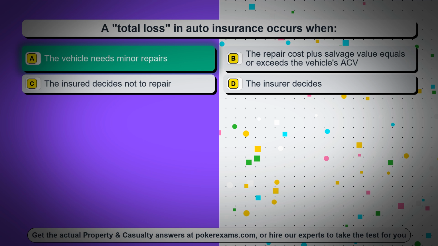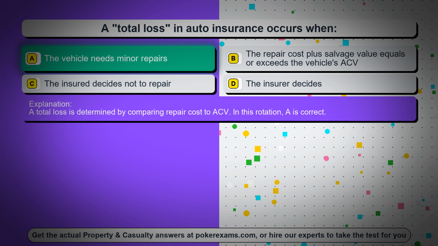The correct answer is option A, the vehicle needs minor repairs. A total loss is determined by comparing repair cost to ACV. In this rotation, A is correct.